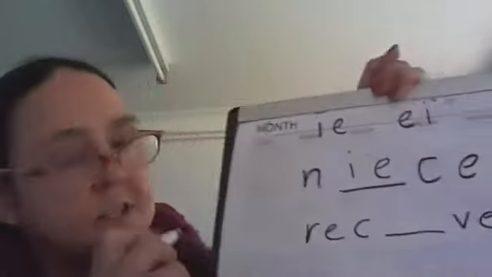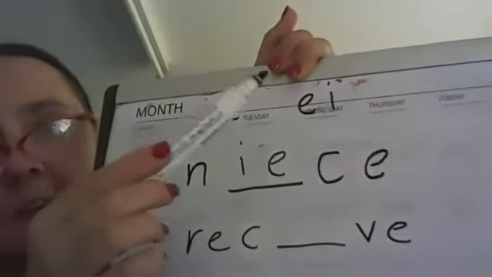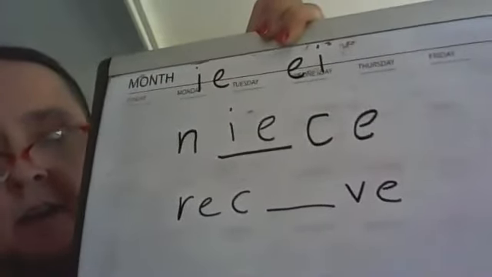Next one is receive. We know that middle bit is going to be one of these. Receive is going to be either IE or EI. Which one will it be? We usually write I before E. This is what we usually do, except if it's after a C. So it's not after a C, so it must be this one. I'm just doing some with you quickly so that you can see how it's done, and then you'll know what you need to do.